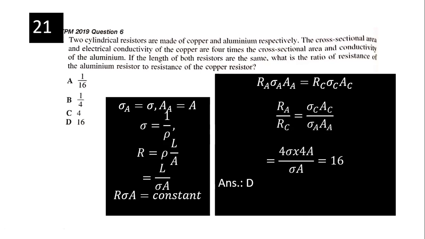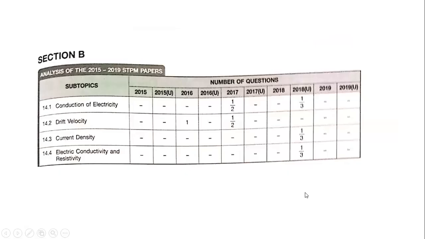What is the next question? We can go section B then. So no more question to ask, then let's go to section B. Okay, as I said, not a popular question. It doesn't come out every year.